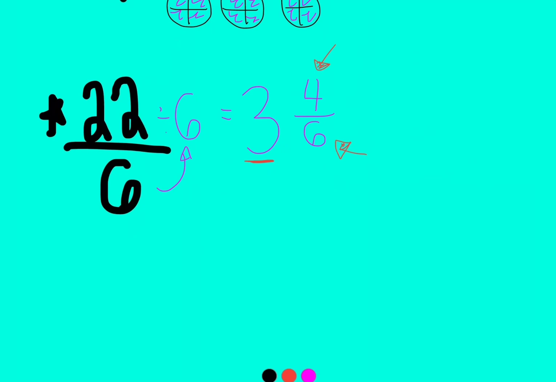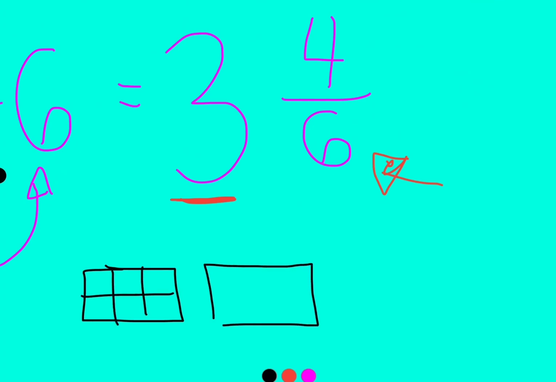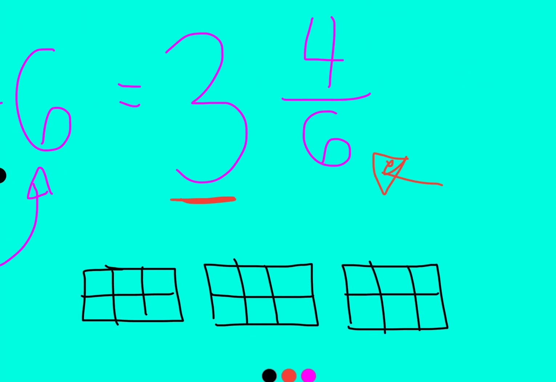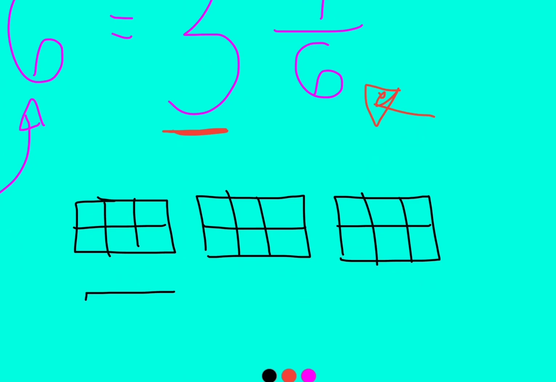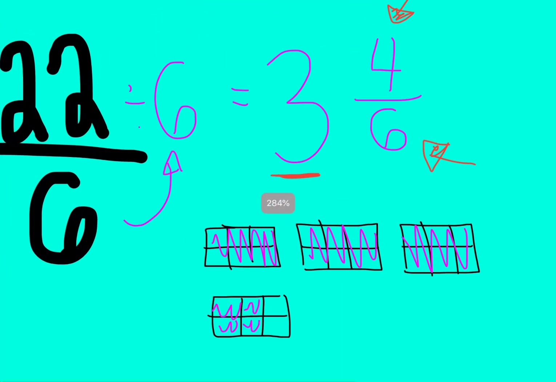Let's see if it works out correctly. I'll draw my pictures as rectangles now. Zooming in some. 3 and 4/6. So 3 whole pizzas, and they're all cut into 6s. So I need to draw 4 pizzas. And I ate 3 whole pizzas, and 1, 2, 3, 4 of the last pizza. And let's see if that worked out to 22/6.